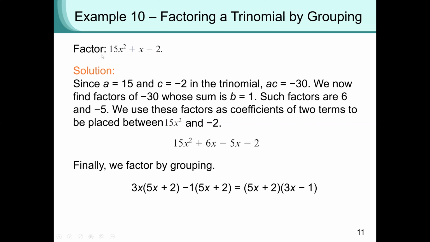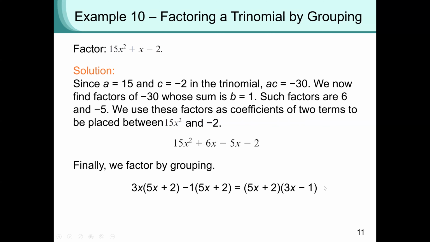We are going to rewrite our expression as 15x squared. Now, instead of writing plus x, we are going to use those two factors, 6x minus 5x, which were the two factors we got, 6 and negative 5. Then minus 2. Then we can group this together. So we group, and we see that 3x is common here, so 3x times 5x plus 2. Here, minus 1 is common between negative 5x and negative 2, so minus 1, we get 5x plus 2. So since we have 5x plus 2, 5x plus 2, our final answer will be 3x minus 1 times 5x plus 2.